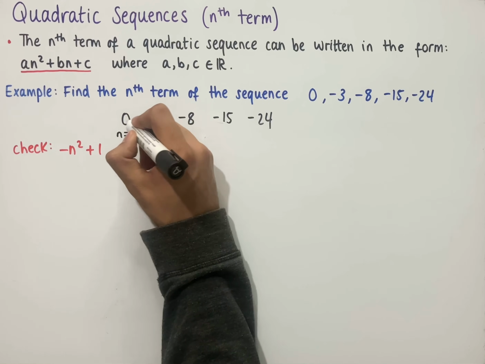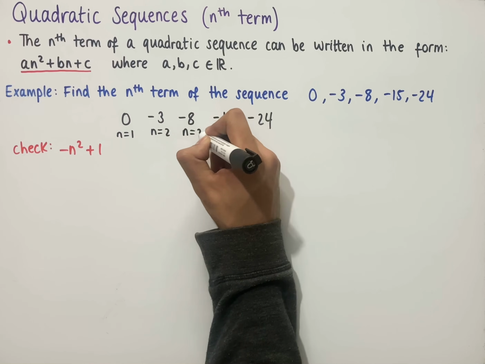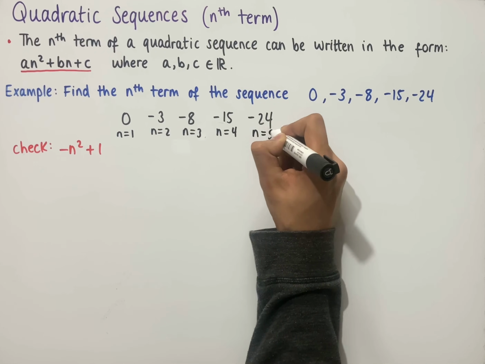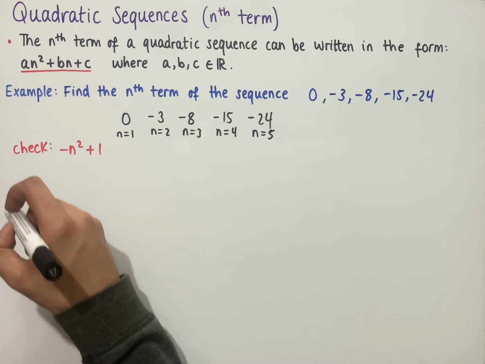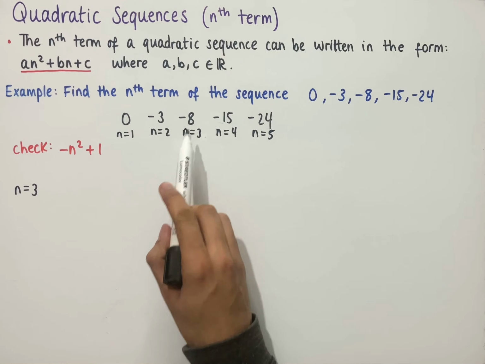So as a final check for the nth term of this sequence, we know that when n equals 1, we should end up with 0. When n equals 2, we should end up with -3. When n equals 3, we should end up with -8, and so on. And so using the nth term and any of these values of n, let's use n equals 3 to check that the third term is indeed equal to -8.